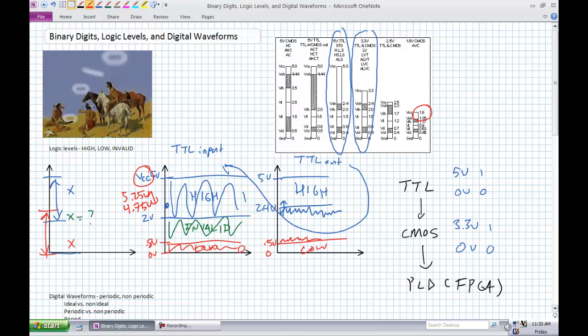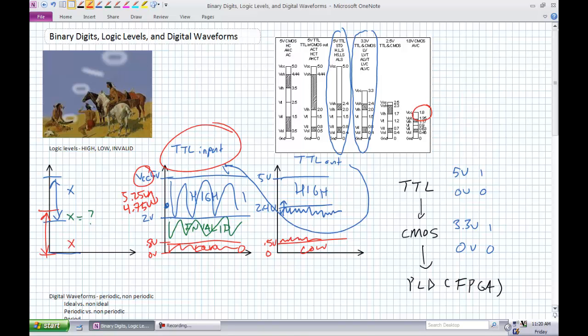They're exceedingly small values. 1.8 volts is considered a high. 1.2 volts is considered a high. Those are considered low voltage digital electronic circuits. The one we're going to use, TTL, 5 volts high, 0 volts low.